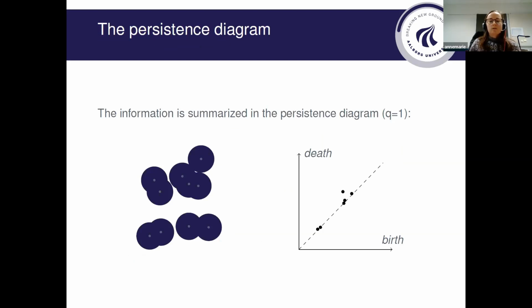Okay, so these birth and death times, we summarize them in a persistence diagram where we plot the birth time on the x-axis and the death time on the y-axis. Here it's done just for this small point pattern I had over here. This is for H1. You see there's one point with a large lifetime, and that corresponds to this void in between the points down here.